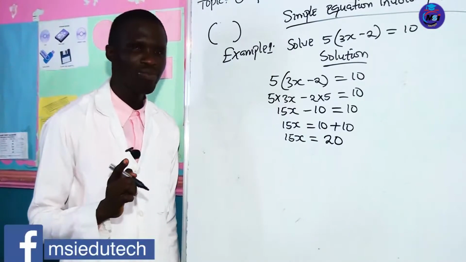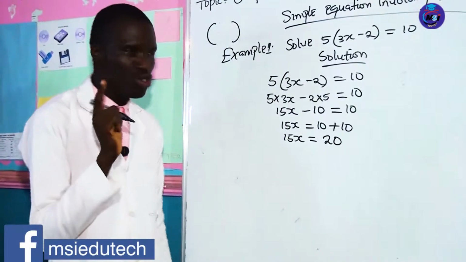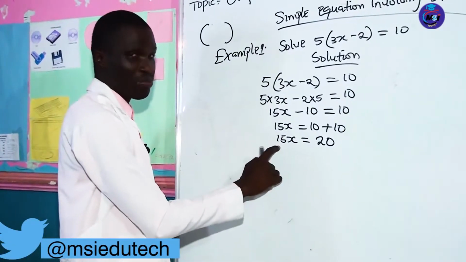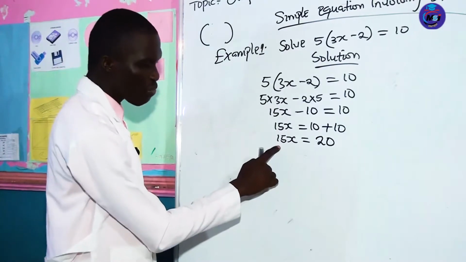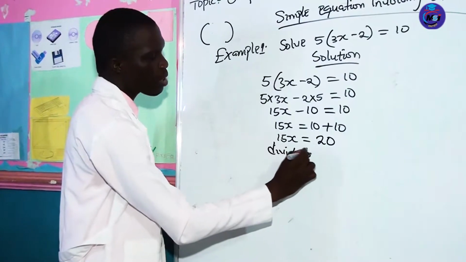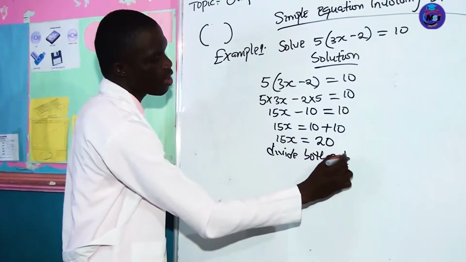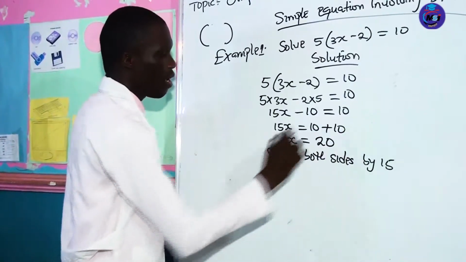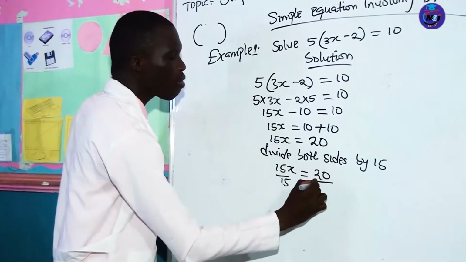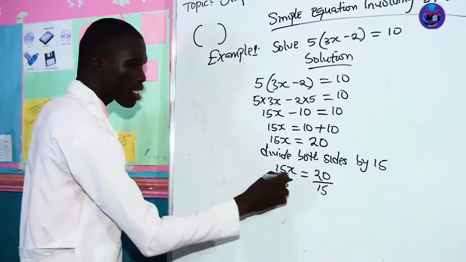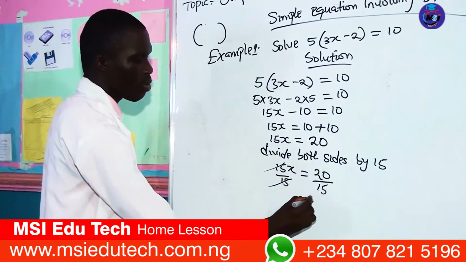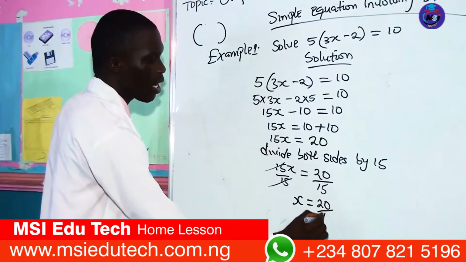Now another problem. 15 is attached to x, and we have to kill this 15. We have to remove this 15. So what are we going to do? We use 15 to remove 15. Divide both sides by 15. Therefore, we have 15x over 15 equals to 20 all over 15. So 15, we cancel 15. We are left with what? X. X will give us 20 all over 15.